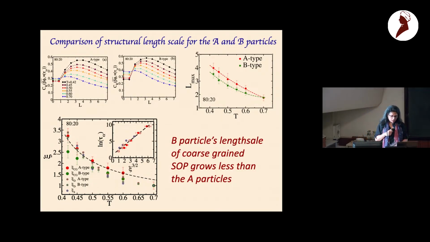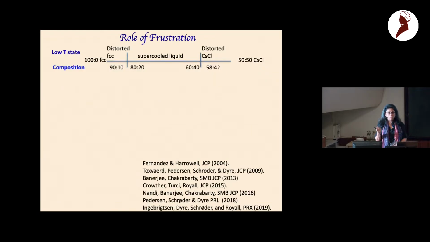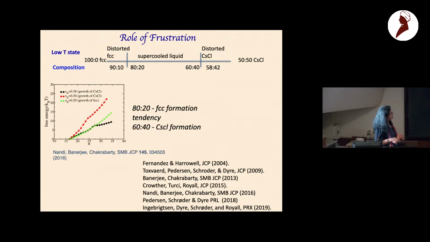And here is something I'll be able to connect to the frustration concept of Gilles. So if we look at this Kob-Andersen model, we know that around a 90-10 mixture it forms a distorted FCC, 80-20 mixture, and there's a lot of work done by Yep's group showing that if you run it longer or if you take a bigger system, it undergoes a crystallization mostly by the A particles forming an FCC crystal structure. And we had also done some analysis by doing a biased Monte Carlo simulation.